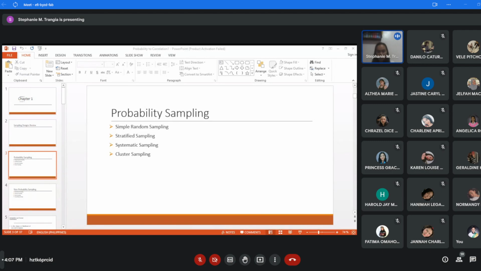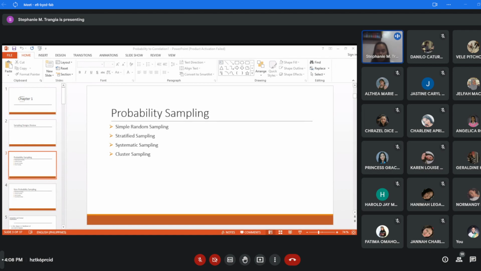Probability sampling, class, refers to methods or sampling procedures which use probability in their selection process. So there is no such thing as self-selection. Before, I asked a group, how did you select your respondents? They said, we did it using random sampling, ma'am. I asked, how random is random? They said, we just met people in the market, ma'am. So I told them, that is not random sampling.